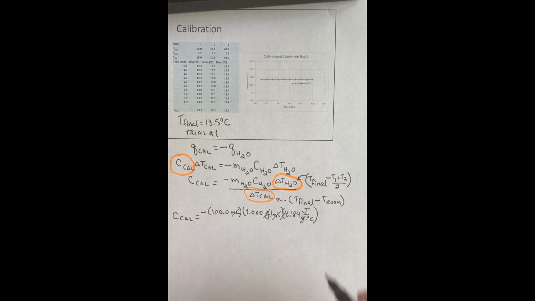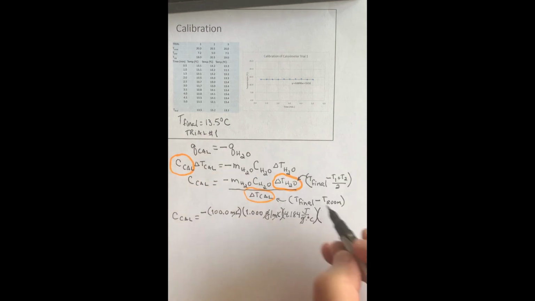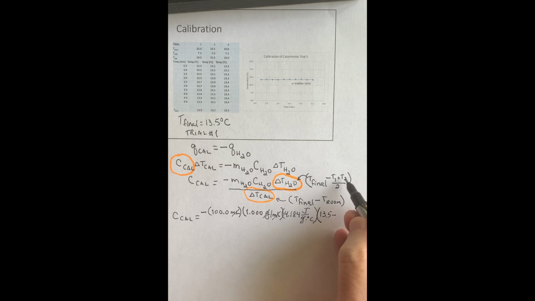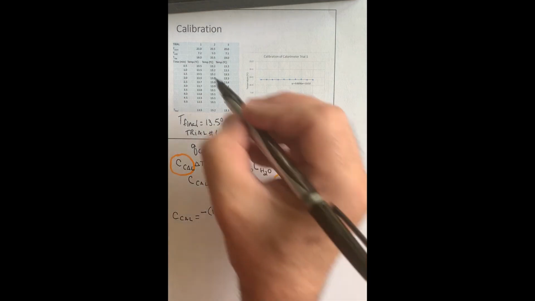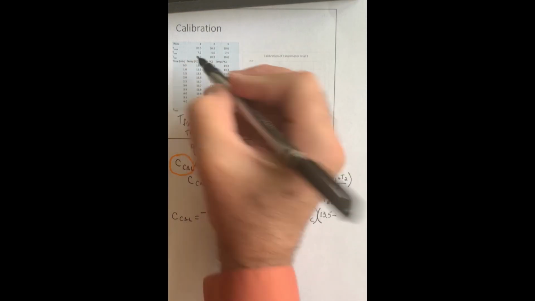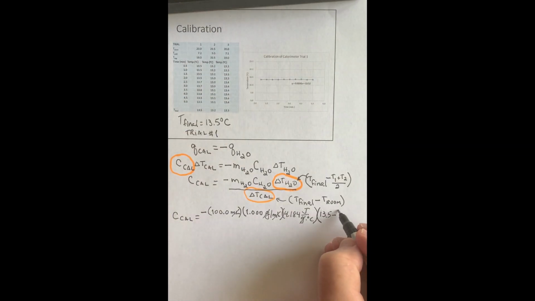And now the final amount here on the top will be the difference between T final, which we said was 13.5, minus the midpoint or average between the two extremes, which were 7.2 and 19. So 7.2 plus 19.0 divided by 2.